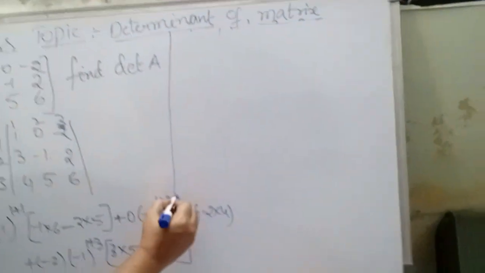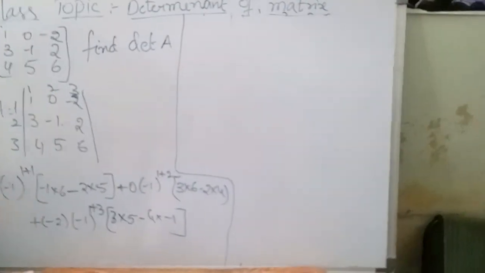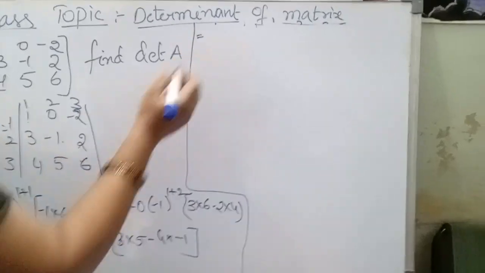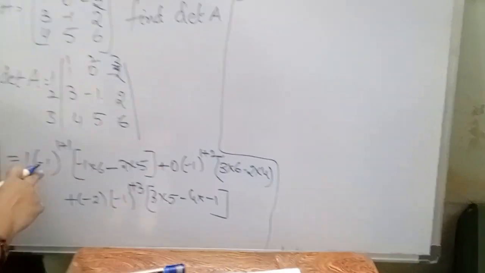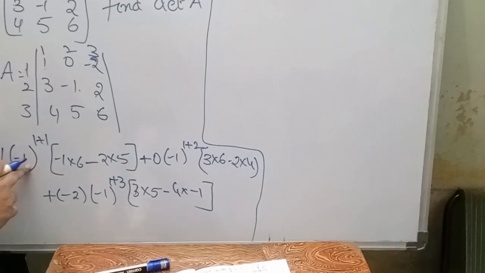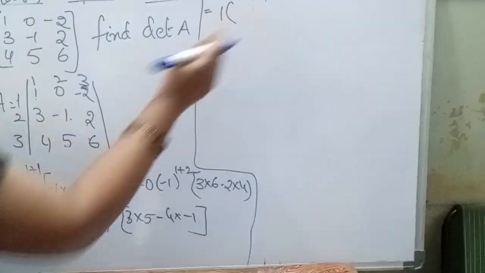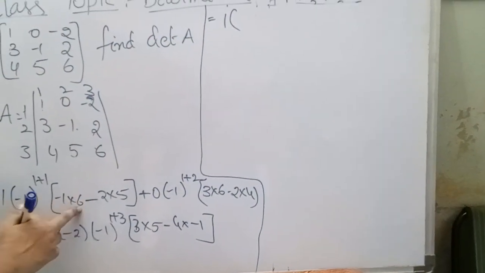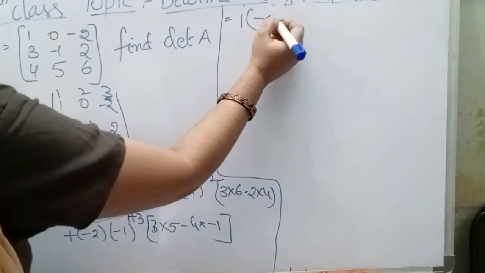Next, just calculate all of these and simplify. Minus 1 power, 1 plus 1 means 2. Minus 1 square is 1. So 1 into 1 is 1. So 1 into 6 minus 10. Minus 1 into 6 is minus 6, and minus 10.